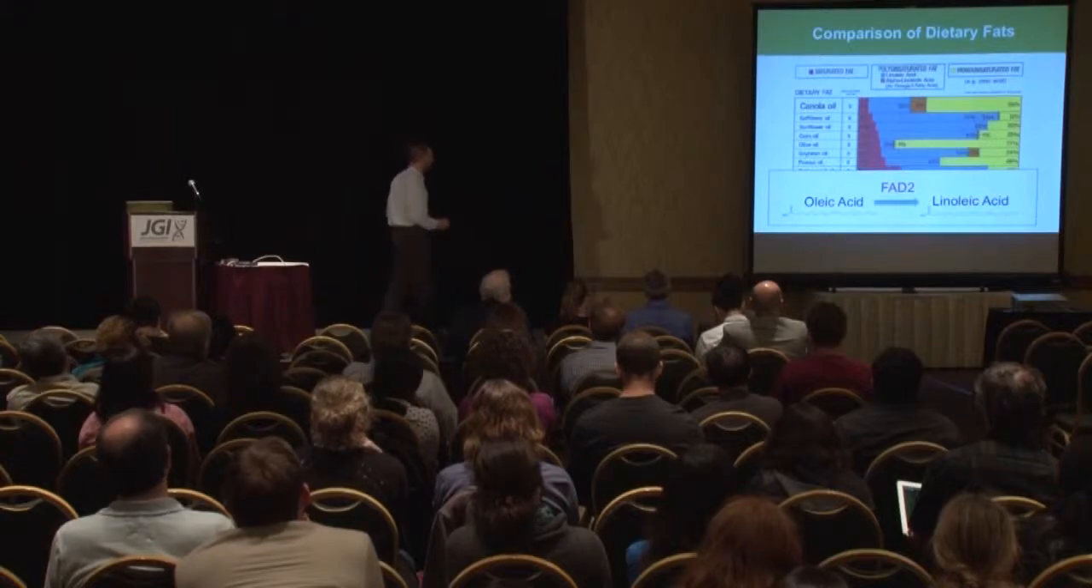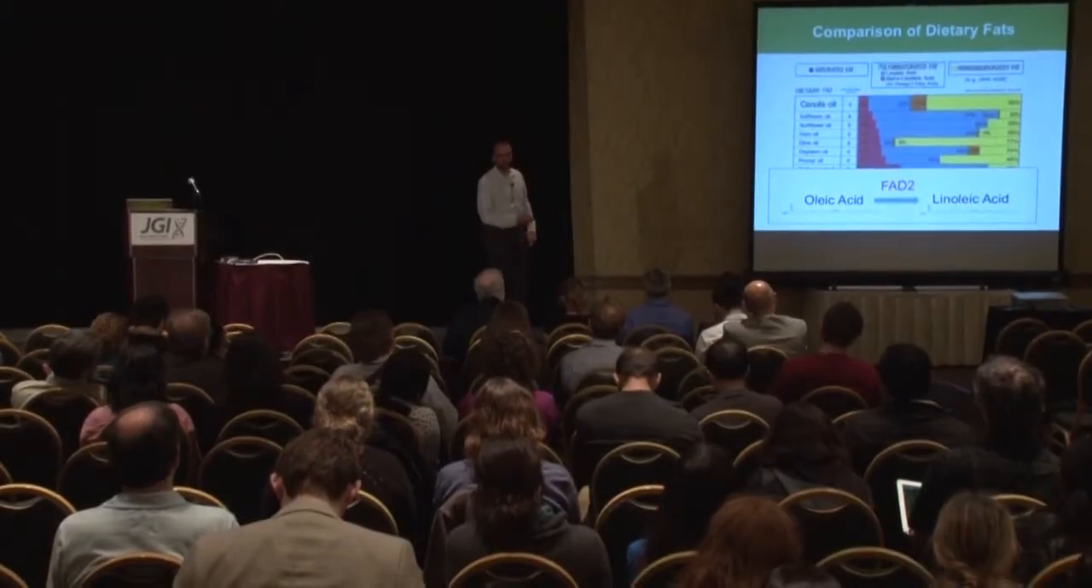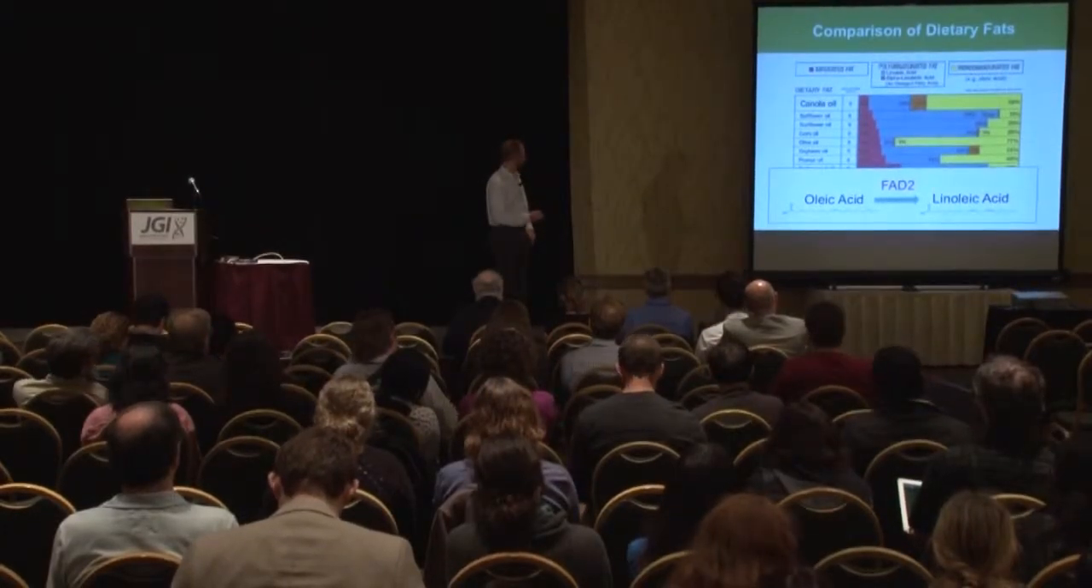And the gene that we were targeting is a fatty acid desaturase. So this enzyme takes the monounsaturated fat, oleic acid, and adds a double bond, converting it to linoleic acid. So the goal in the soybean seed was simply to remove FAD2 activity, fatty acid desaturase 2 activity.